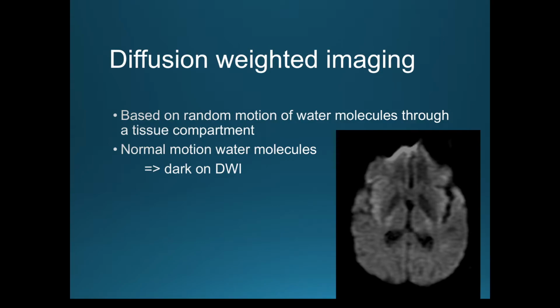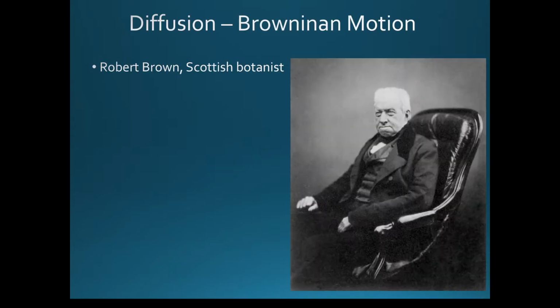And so they will move randomly in general, but sometimes in the brain there's some constraints on how they move. So the history of this goes back to the 1800s. Robert Brown was a Scottish botanist. What he did is he dropped pollen on the surface of water.